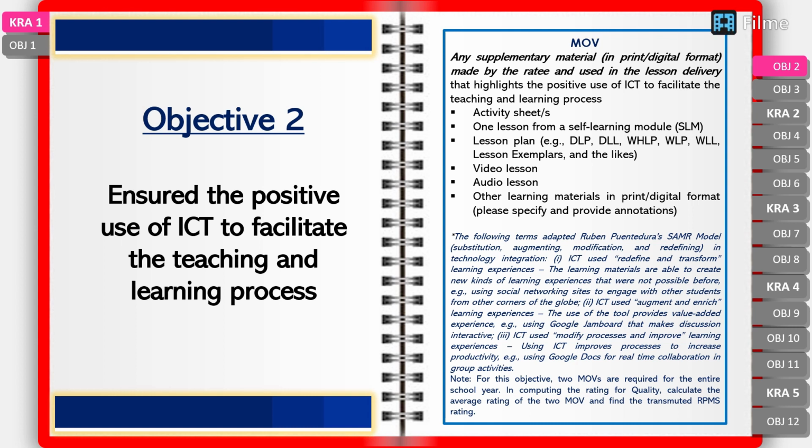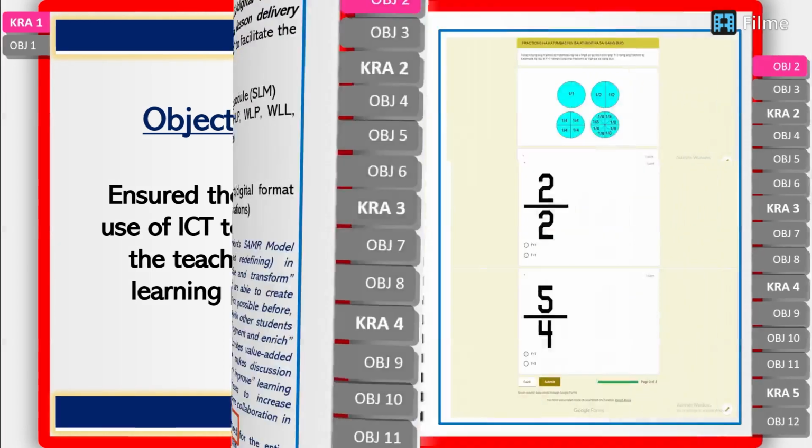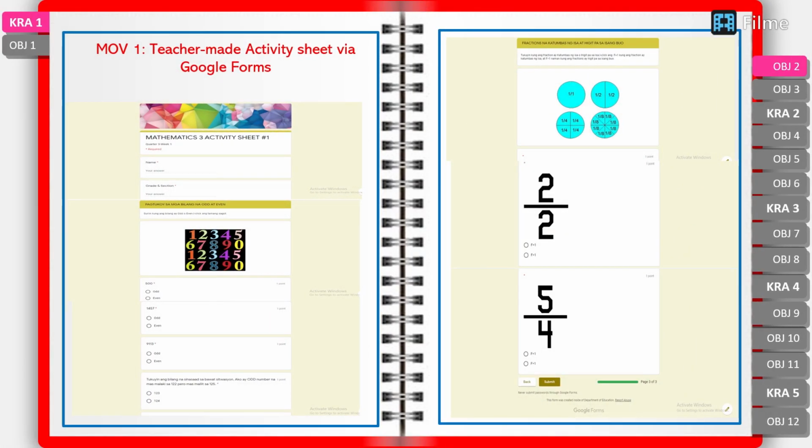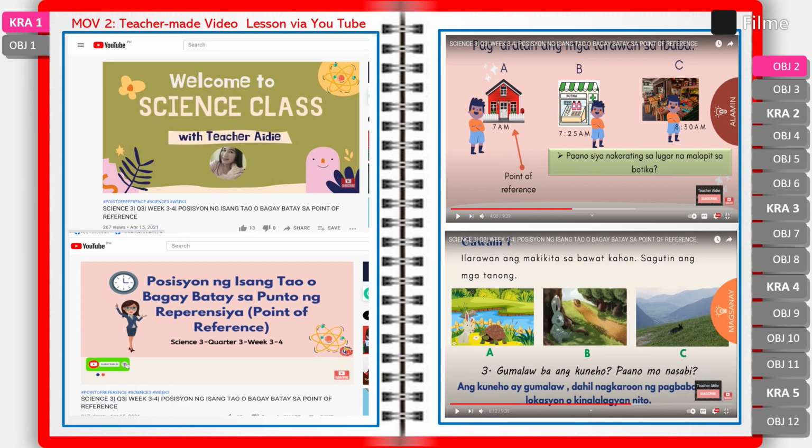Take note, for this objective, 2 MOVs are required for the entire school year. In my case, ang attachment ko dito ay isang activity sheet and 1 video lesson. For my MOV1, teacher-made activity sheet which was created via Google Forms. And for my MOV2, teacher-made video lesson which was uploaded via YouTube.